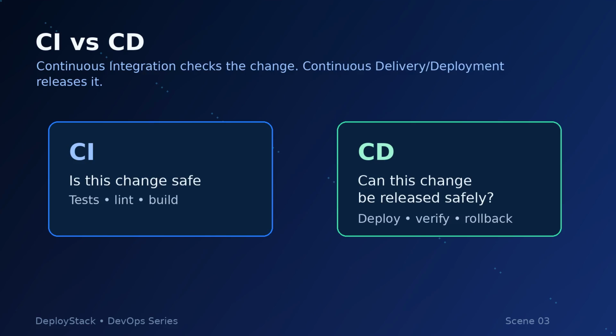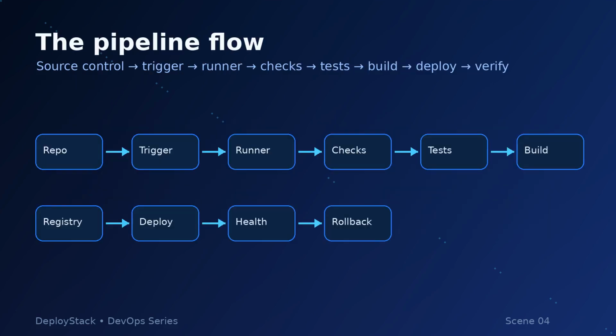The first half is CI, which stands for Continuous Integration. Continuous integration means developers merge their code into a shared branch frequently, and every merge triggers automated validation. The goal is simple: find problems early. Instead of waiting until Friday to discover that 5 features conflict with each other, CI catches issues as soon as code is pushed.